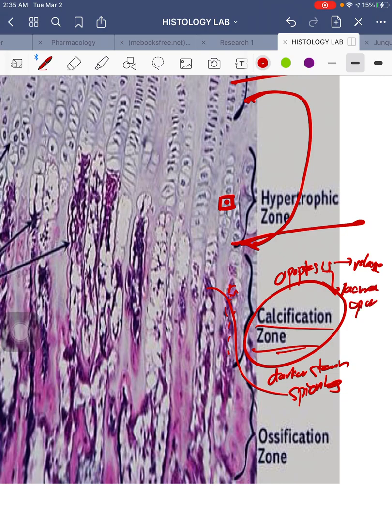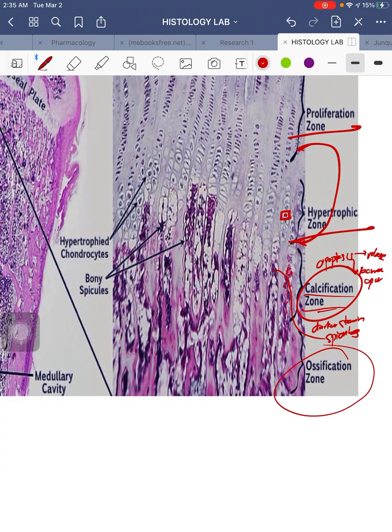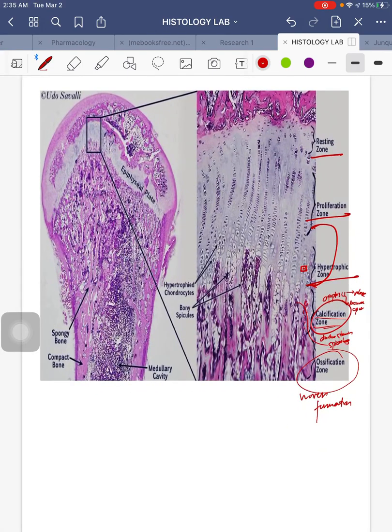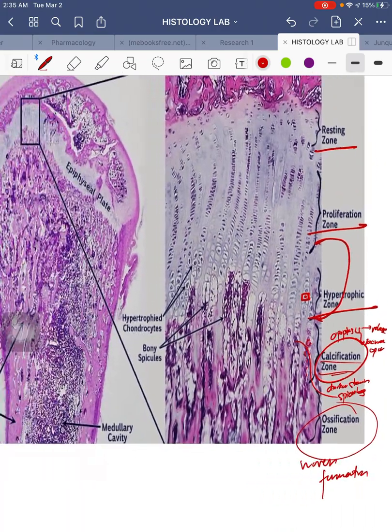And our last one is your zone of ossification, where you have your osteoblast that will secrete osteoid, and it will lead to woven bone formation. Okay. Sorry, I just repeated what I said previously, so it will get in your head.